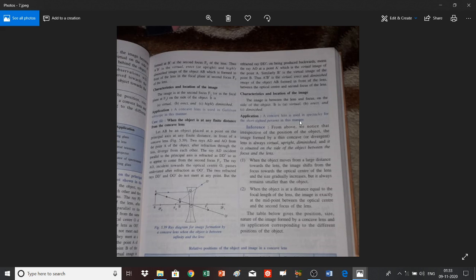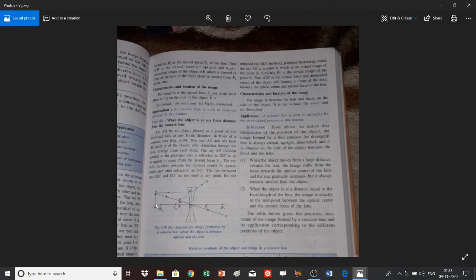Okay, inference from the above: we notice that irrespective of the position of the object, the image formed by a thin concave or divergent lens is always virtual. Obviously, it is virtual and upright, and diminished, and it is situated on the same side as the object.